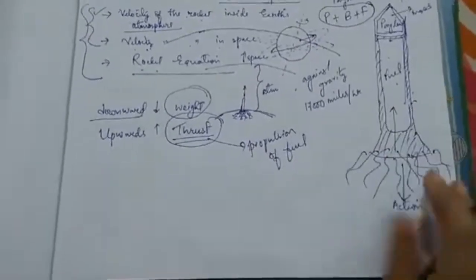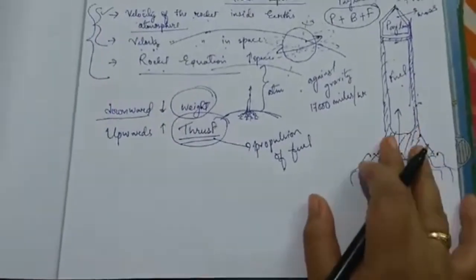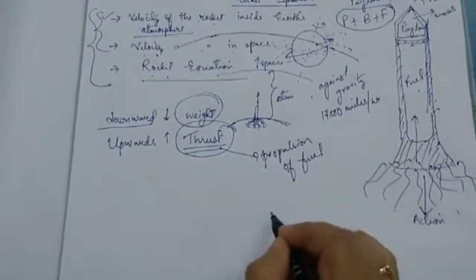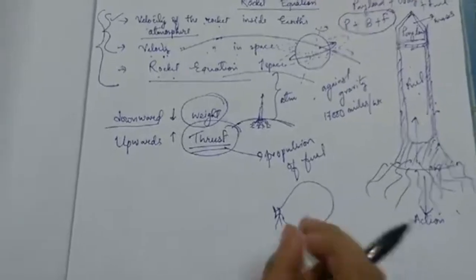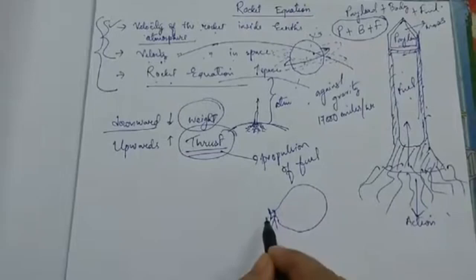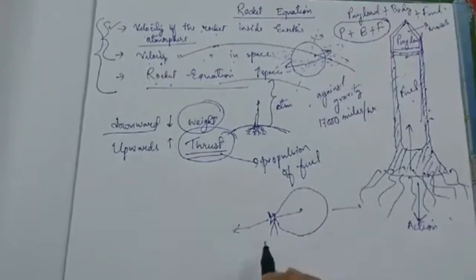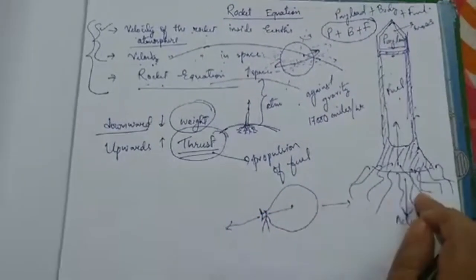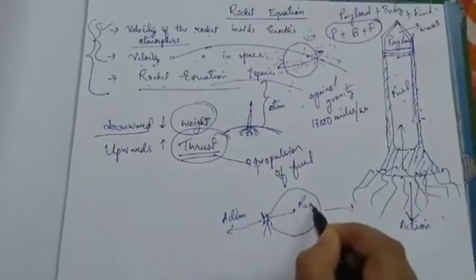This reaction will push the rocket in the upward direction. The same principle is valid in space also. I will give you an example of a balloon. Suppose you have a balloon, and it is tied properly. Now if you release the thread slowly, what will happen? The air will be moving in this direction, but at the same time the balloon will move in the opposite direction, isn't it? If you slowly release the air from the balloon, the balloon will move in the opposite direction. So this is the action and this is the reaction.